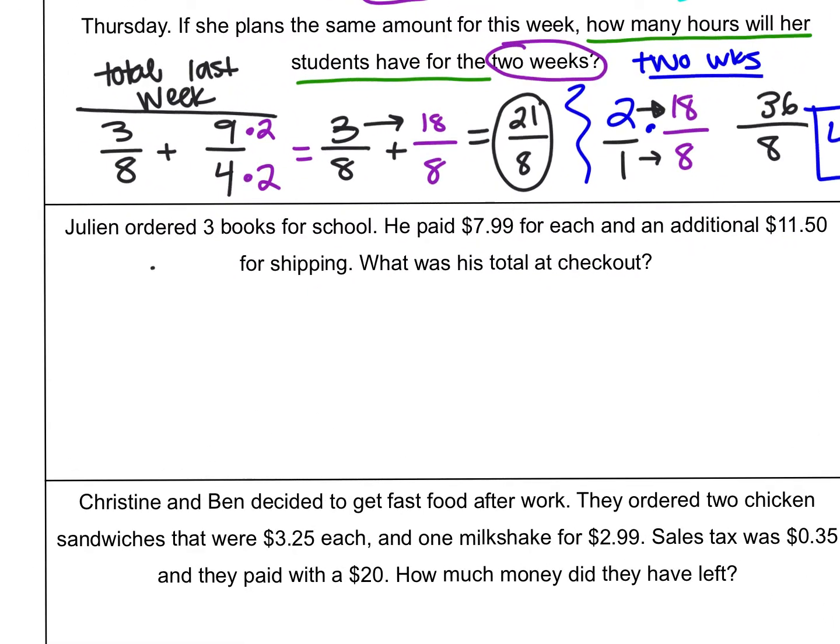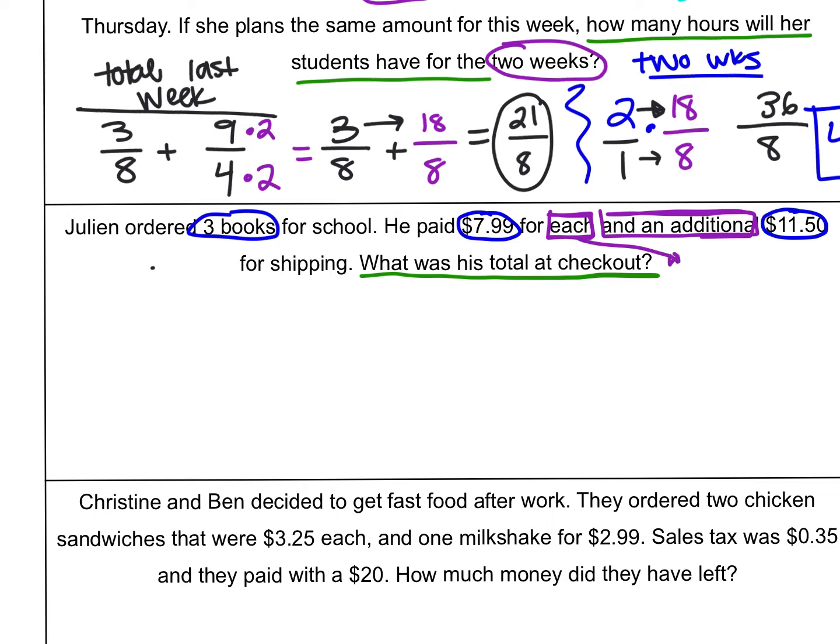All right, Julian ordered 3 books for school. He paid $7.99 for each and an additional $11.50 for shipping. We want to know what was his total at checkout. So some math action words I see are that they were $7.99 each and an additional amount for shipping.